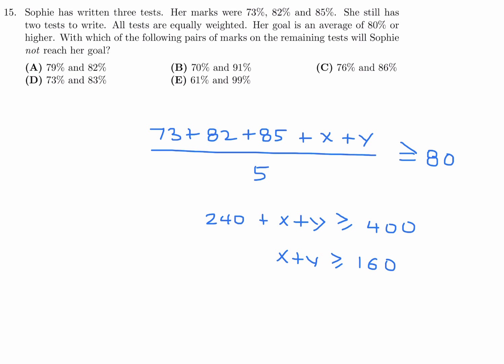So let's see which one does and which one doesn't. This one does, this one does, this one does, this one does. 83 plus 73, however, is only equal to 156. So that is the only one that does not match our condition that it has to be greater than or equal to 160. So number 15, the answer is D.